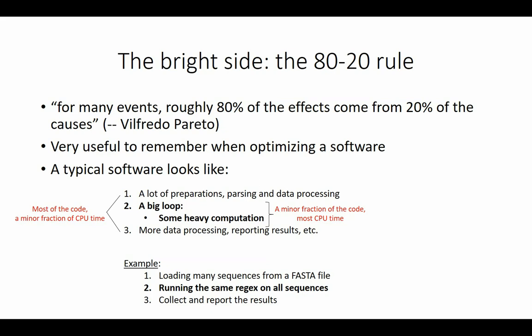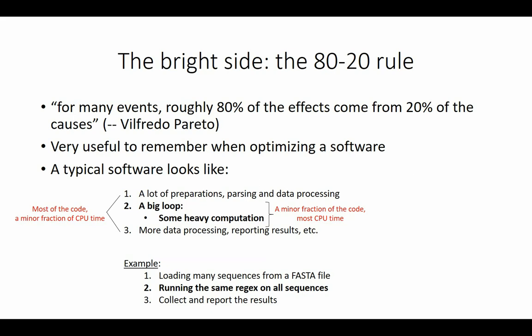And that's very important to remember when we optimize software, because this rule almost universally applies to software development. The reason is that when we look at software code, it will very often look something along these lines. We'll have some preparations. For example, we'll take and parse the data, do some processing, and load everything to memory. Then we might have some big loop, which does some heavy computation. And then we'll have more data processing. We want to report the results, save them to files, and all of this stuff.